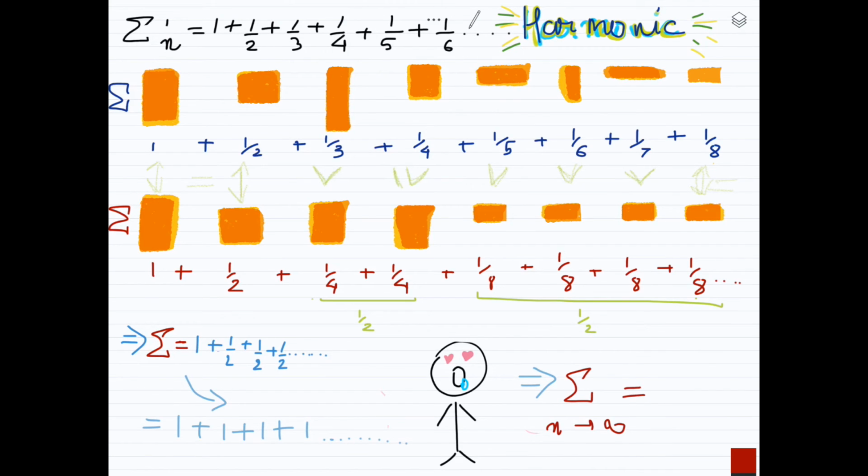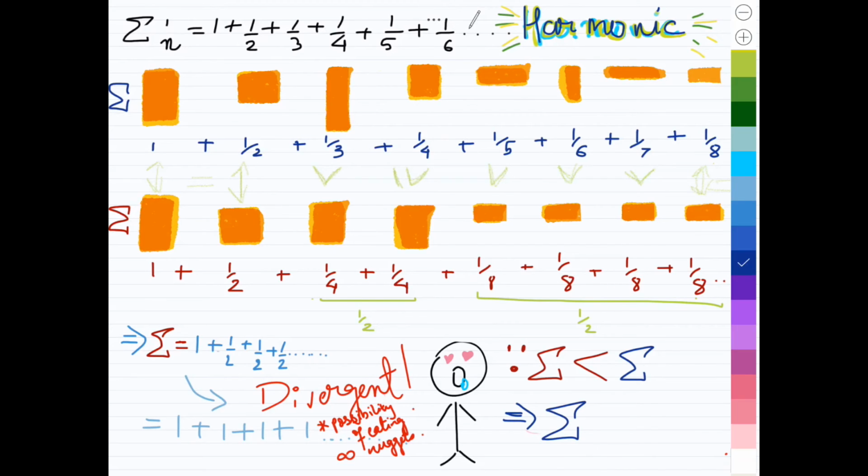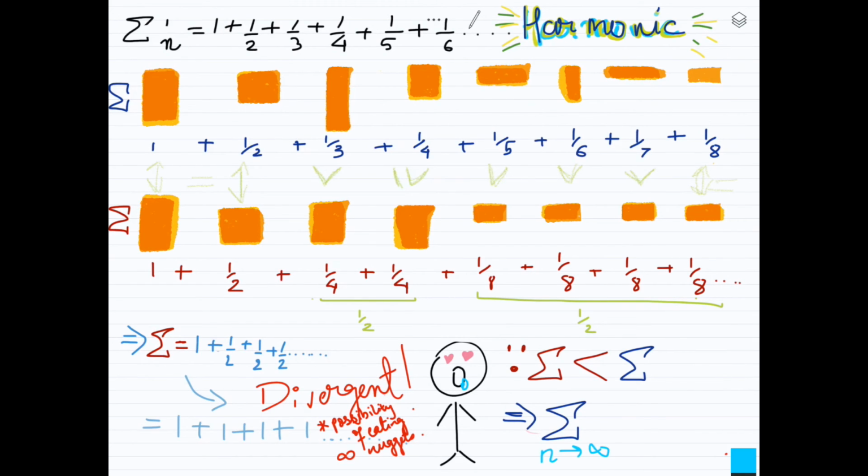Which means that it's ultimately just 1 plus 1 plus 1 and so on, i.e. you're adding 1 till infinity. What does that give? It means infinity, which means that this series actually diverges. And what does that mean? Since the summation of this series has to be less than or equal to that of the harmonic, it means that the harmonic series diverges as well.